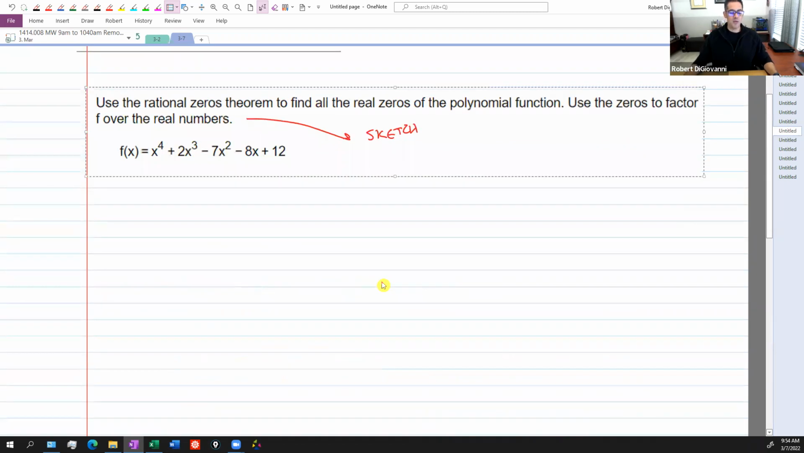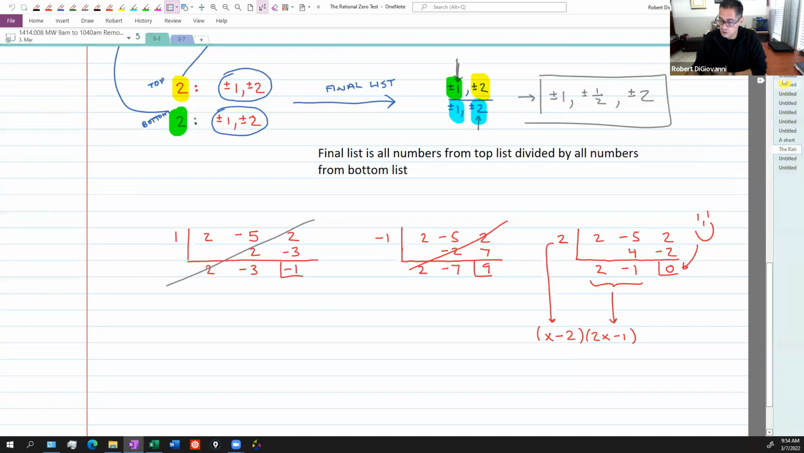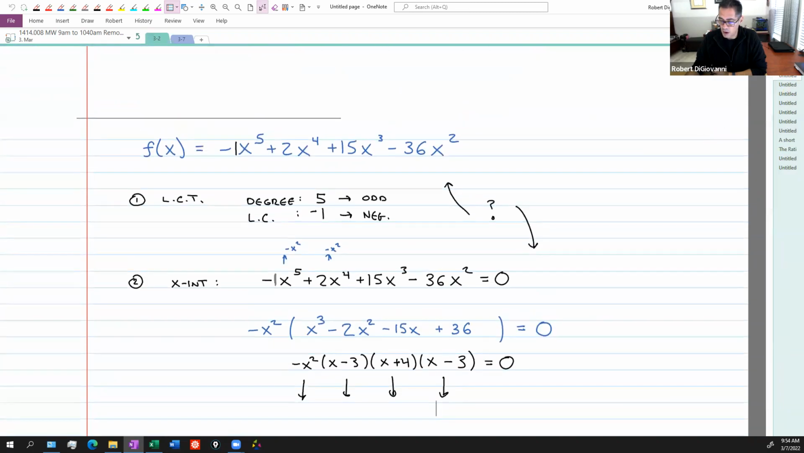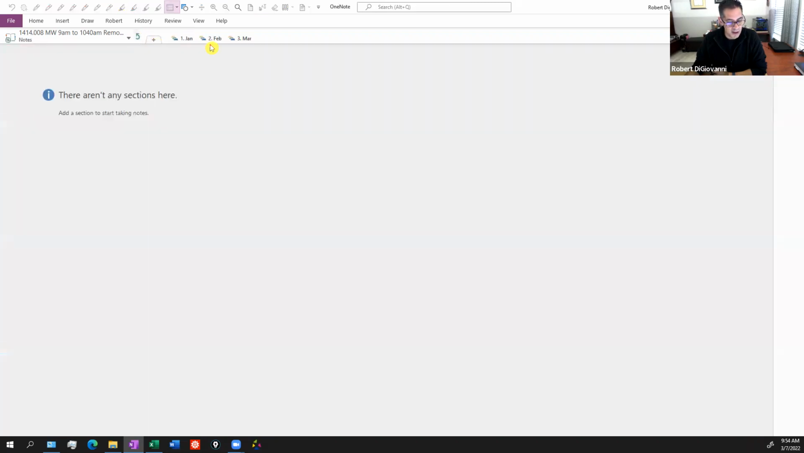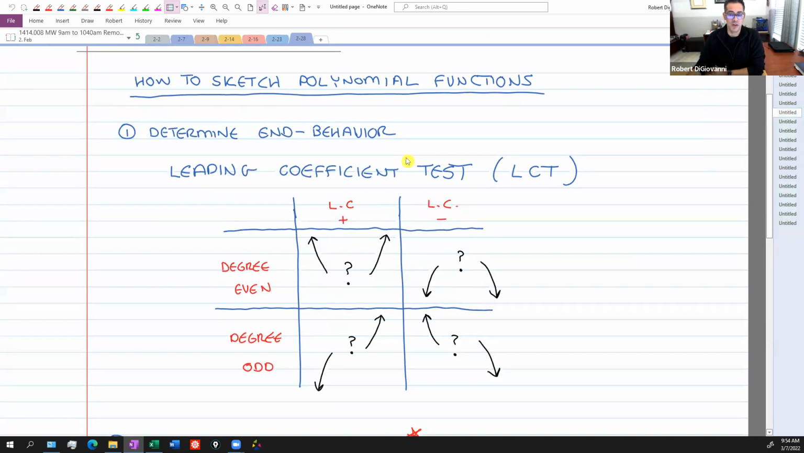All right, so now we have another problem, exactly the same, okay? But I'm going to add something to this. Instead of doing their instructions, use a rational zero to find and so on, I want to see if we can just sketch this. There's a polynomial function. Can we sketch it? So this goes back to what the whole goal of this all was. And this was actually 2 classes ago when I said how to sketch a polynomial function.